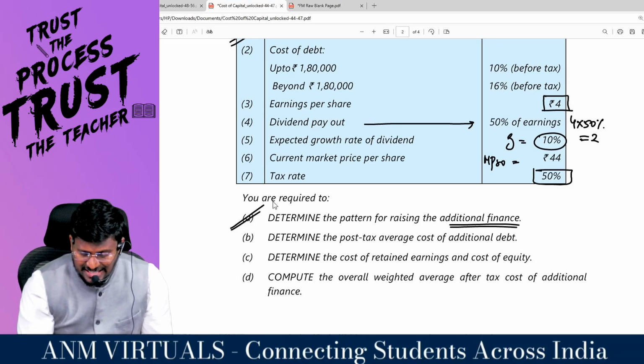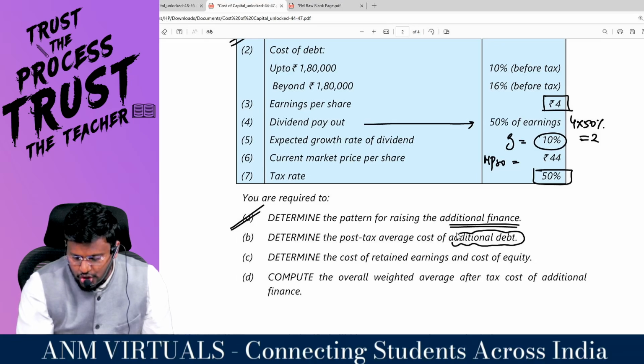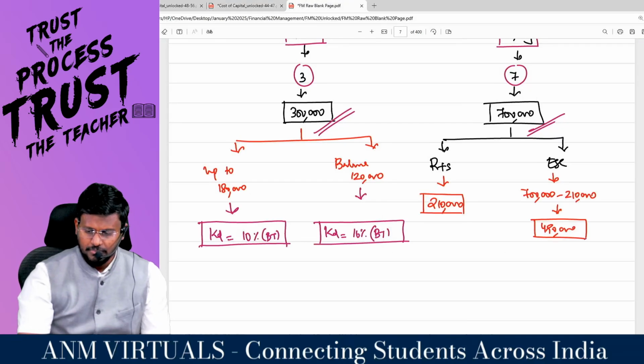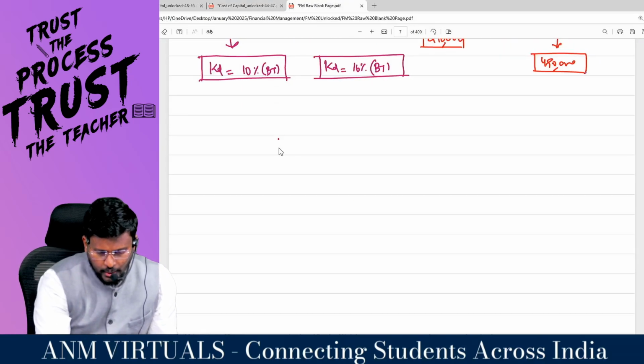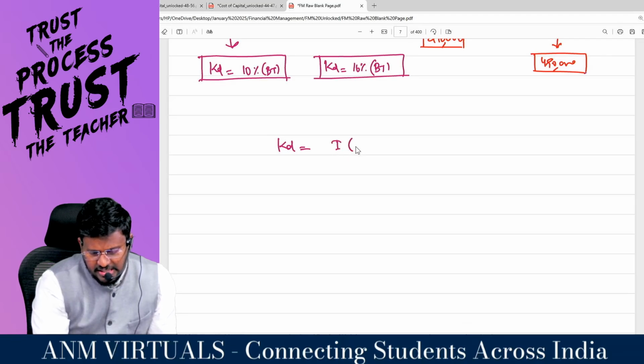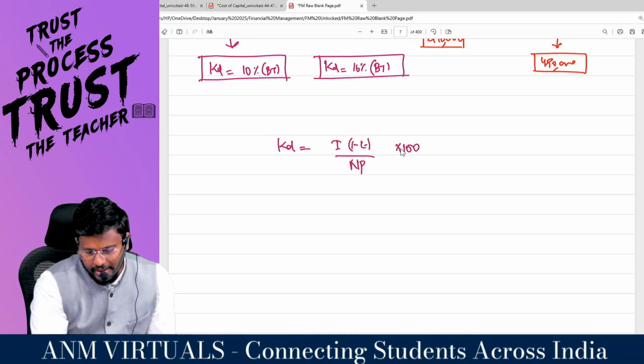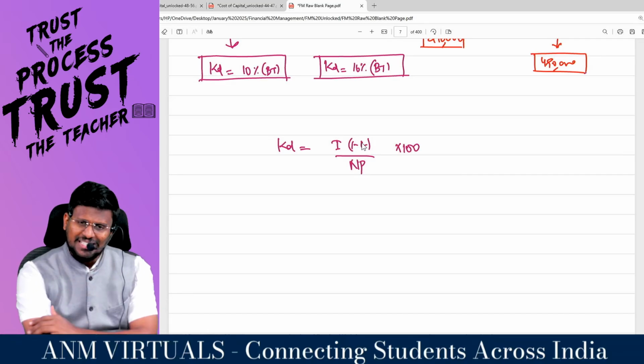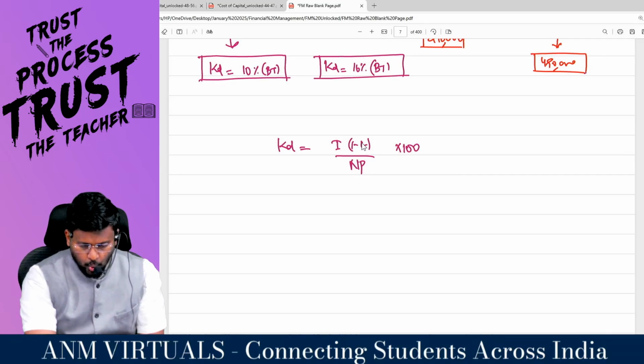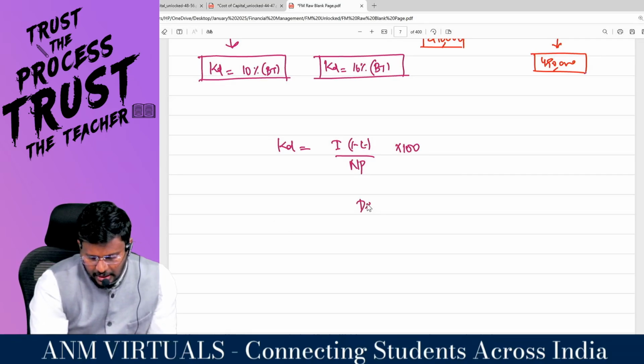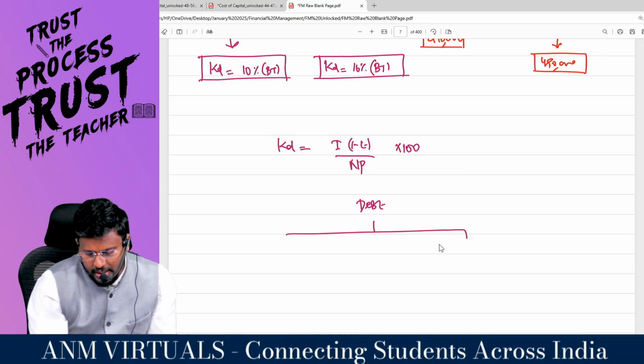Determine the post-tax average cost of additional debt. They want KD. We all know that KD is equal to I into 1 minus T divided by NP into 100. But there are two KDs here basically. So, sir, debt is actually classified into how many categories?